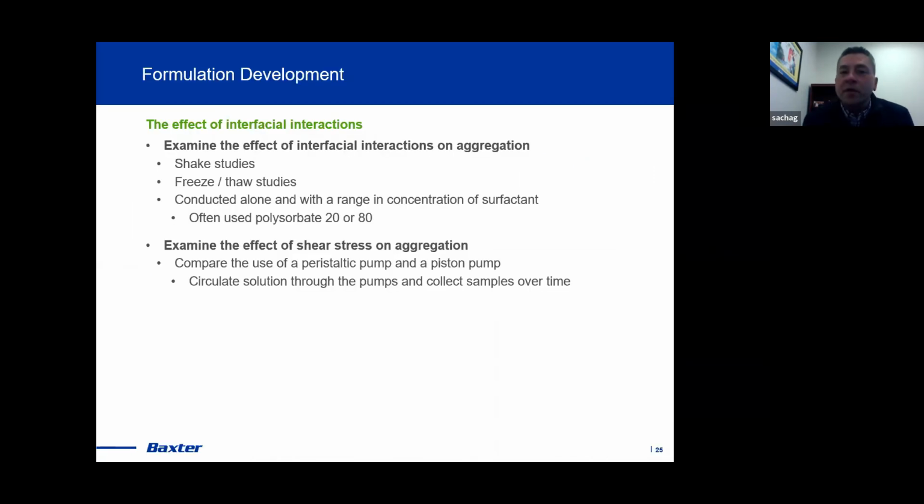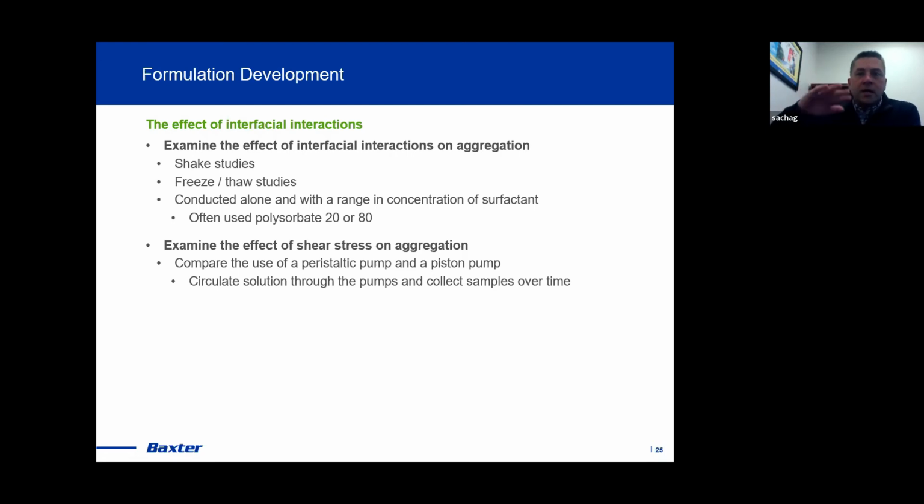Now let's consider formulation development. So effective interfacial interactions. We typically need to design some type of study to look at the effective interfacial phenomena, particularly at the air solution interface, the glass solution interface, and the ice solution interface. So what we do is develop or create a shake study. And this doesn't have to be violent shaking.